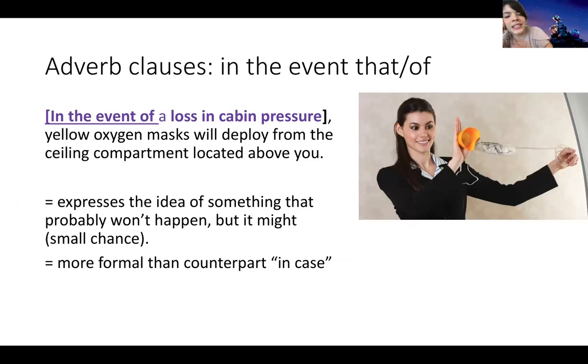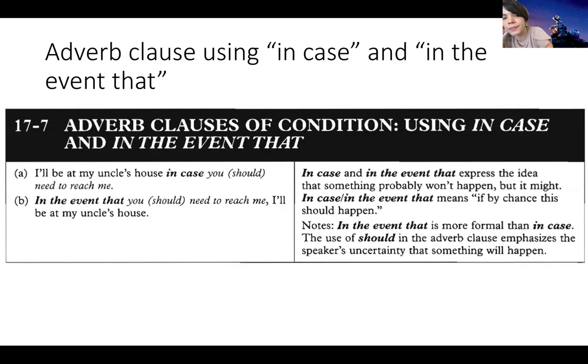So it expresses the idea of something that probably won't happen, but it might. There's a small chance. So it's more formal than the counterpart in case. So you can say, I'll be at my uncle's house in case you should need me. So it's the idea that the event probably won't happen. You probably won't need me, but in case you need me, this is where I'll be, okay?